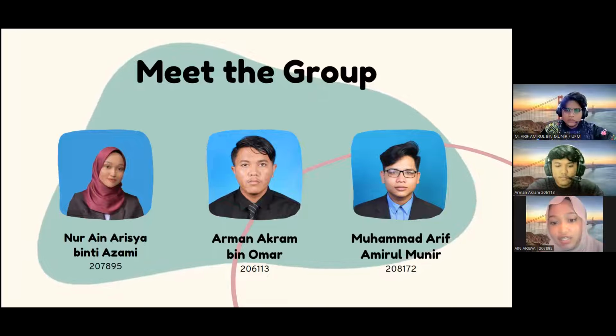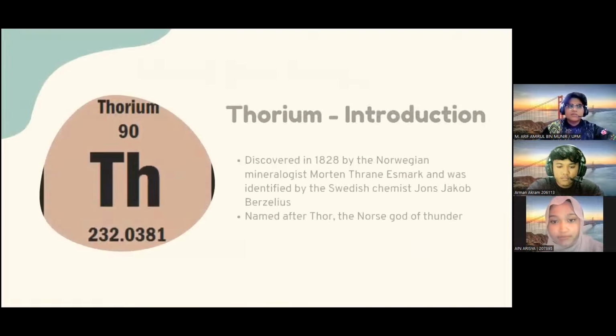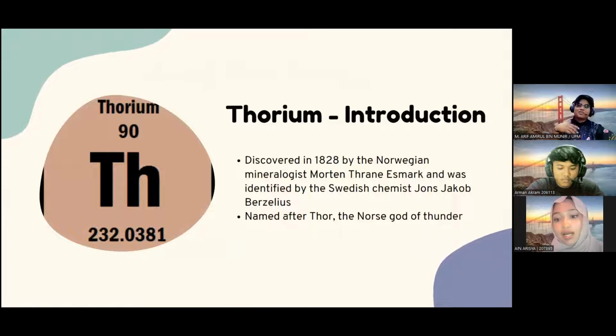So now here is a short introduction on thorium. It was discovered in 1828 by the Norwegian mineralogist Morten Thrane Esmark and was identified by the Swedish chemist Hans Jacob Berzelius. A thorium atom has 90 electrons, of which 4 are valence electrons. 4 atomic orbitals are theoretically available for the valence electrons to occupy: 5f, 6d, 7s, and 7p.